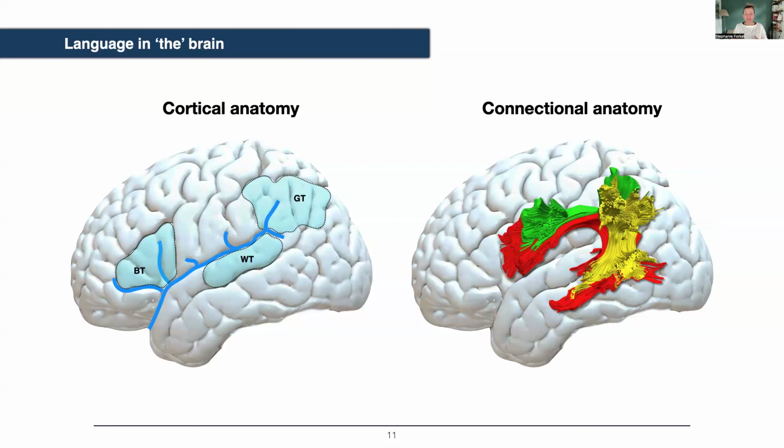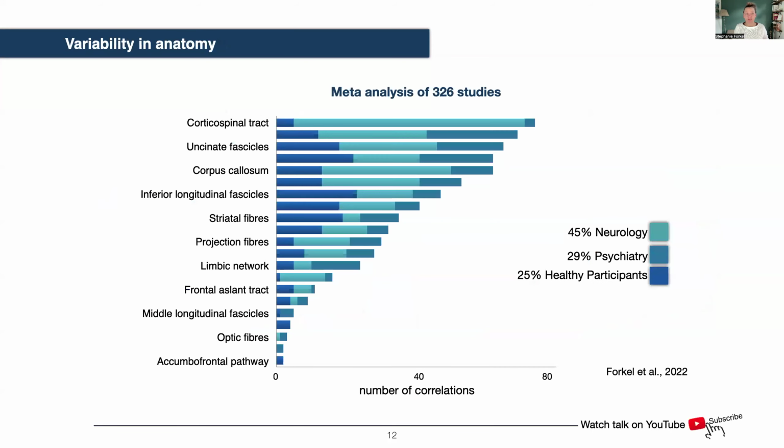Now, the second thing we wanted to look at with this model is, if we are all that variable, does it matter? And we conducted a meta-analysis of 326 studies looking at the structural variability and differences in cognitive functions in healthy controls, neurological, and psychiatric patients. And there's three things that I want to highlight from the study.